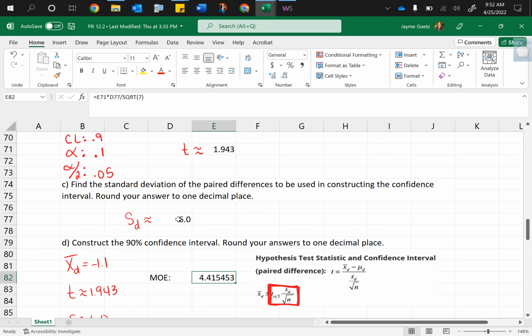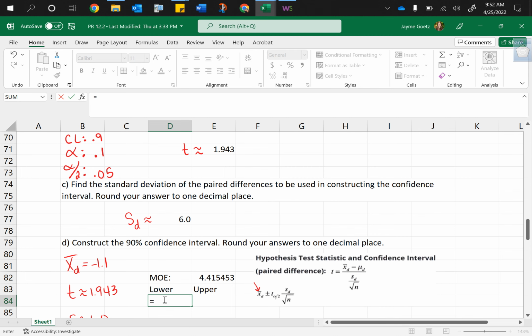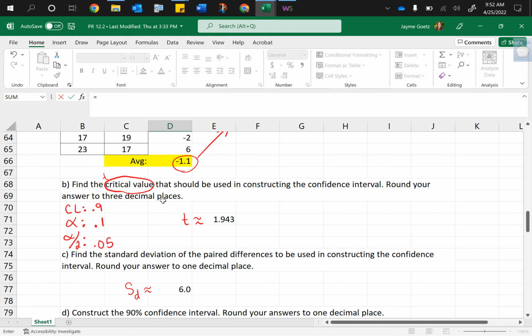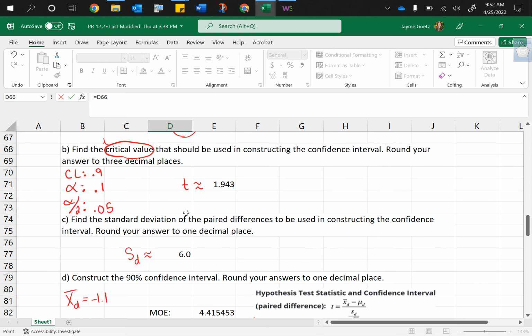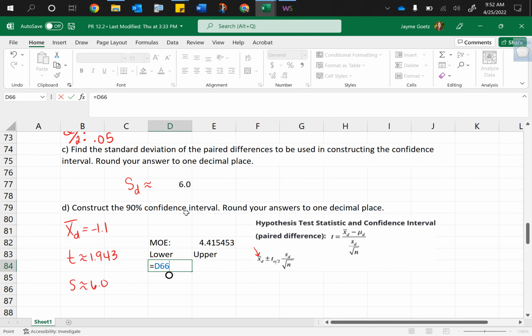Now, I found my margin of error. Now what I want to do is add and subtract it to my X bar. So, my interval, there's going to be a lower and an upper. To find my lower, we are going to take my X bar, so equals, you're going to have to come up here and do a cell reference, your X bar, minus your margin of error.